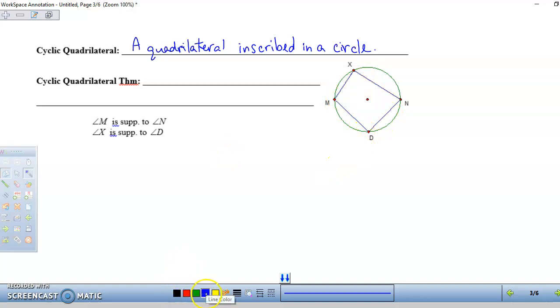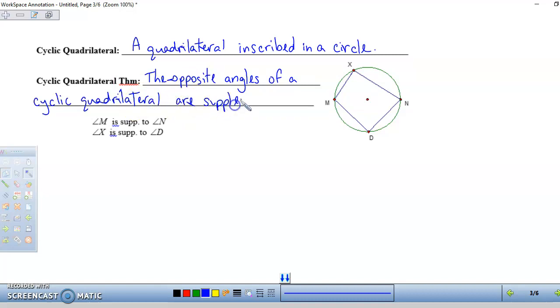Okay, the next theorem is kind of cool. It says that the opposite angles of a cyclic quadrilateral are supplementary. And we're going to show why that is true here.